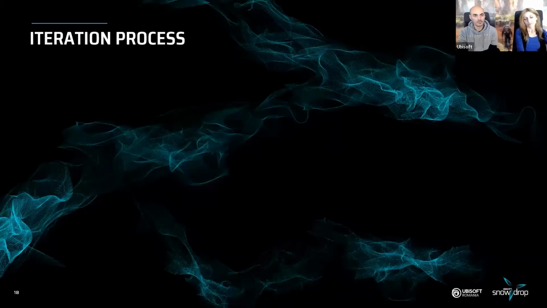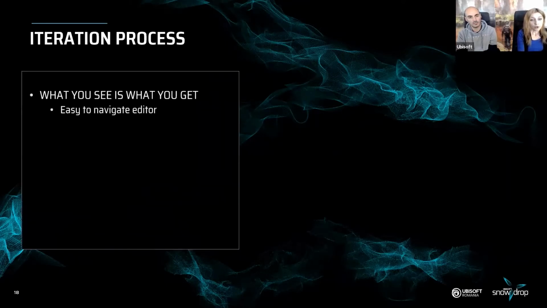Once our users become proficient with the engine, we get to do more and faster iterations and be productive. So how does Snowdrop ensure a fast iteration process? Well, it starts off with being an intuitive editor that is easy to navigate. This, of course, is the what-you-see-is-what-you-get core pillar of Snowdrop. The tools are connected to the game and the results can be seen immediately.